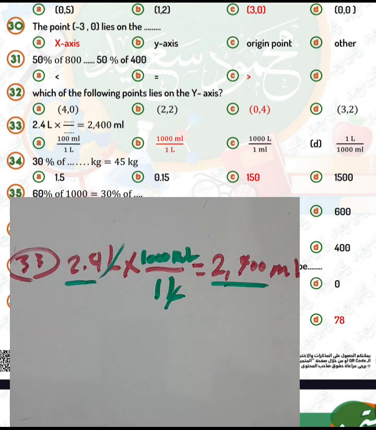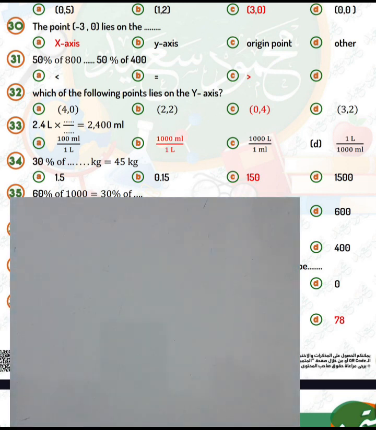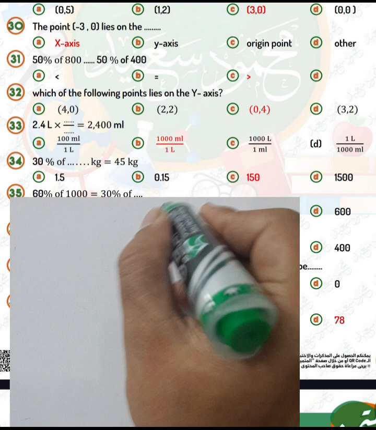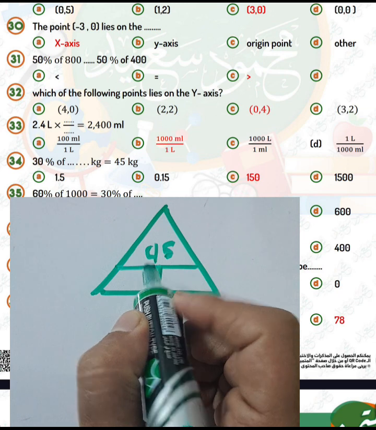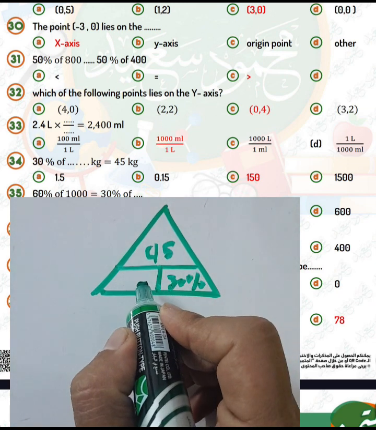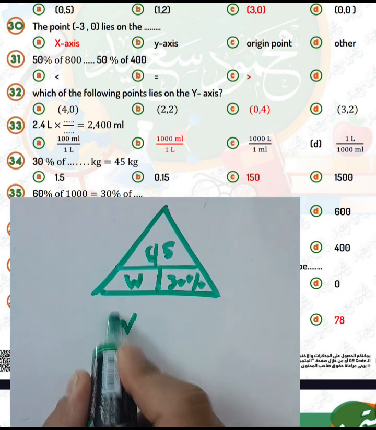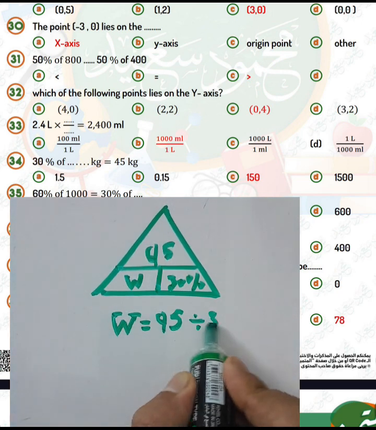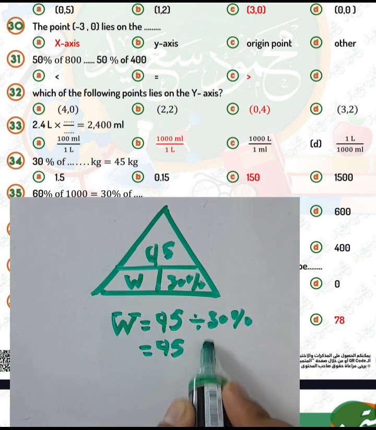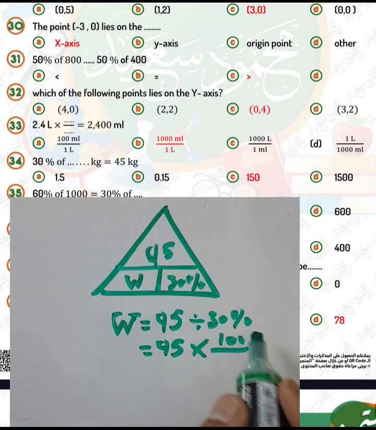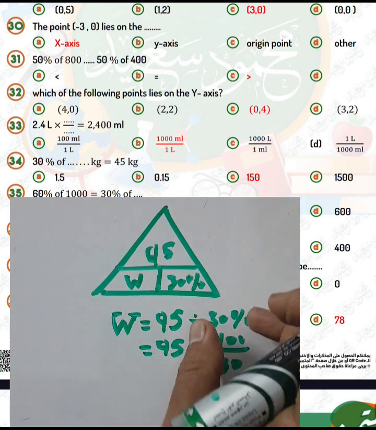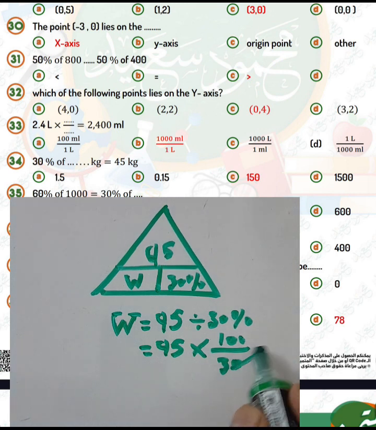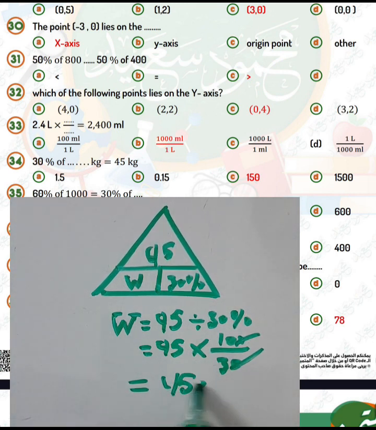Question 34. 30% of what kilogram equals 45 kilogram. Okay, we want to find the whole number. He gives us the part, 45 kilogram, and the percent here is 30%, and you want to find the whole number. We can find the whole number by dividing 45 by 30%. You can write 45 times the reciprocal of 30%, which will be 100 over 30. 30% means 30 over 100. Write the reciprocal here and then cancel 0 by 0, and 45 times 10 will be 450.